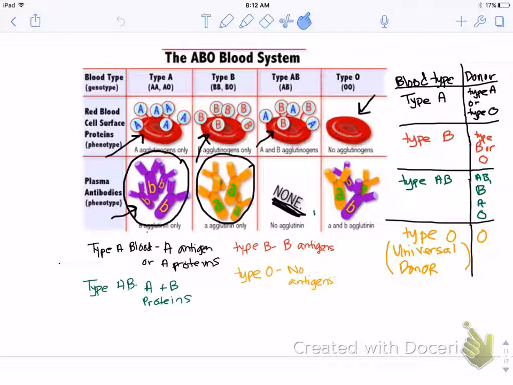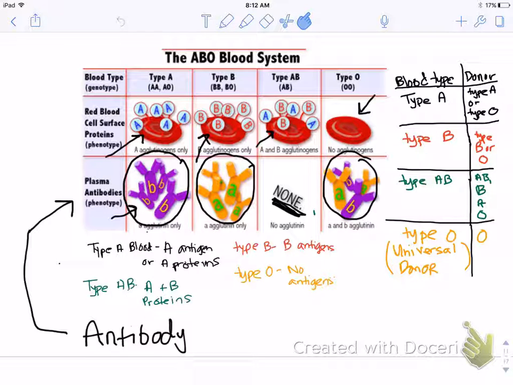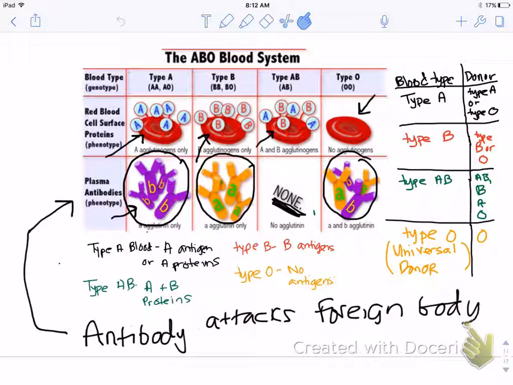And somebody with type O has antibodies for A and B. An antibody, just so you know, is something that can attack something that's foreign. So the antibody attacks a foreign body. So this matters because it tells you what type of blood you can receive. Somebody with type A blood can receive blood from somebody from type A or somebody from type O because type O has no markers on the surface, so your body won't recognize it as foreign.